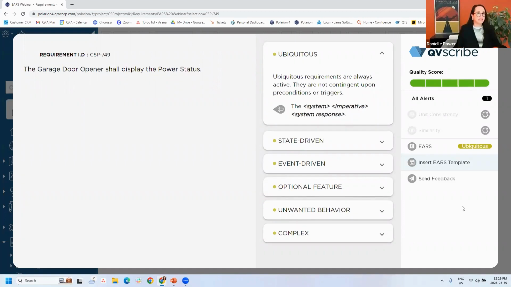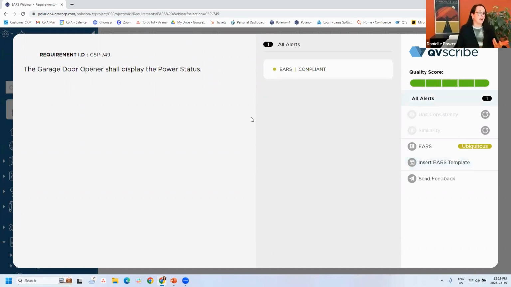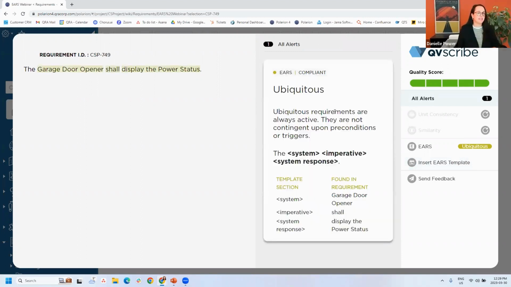So now you can see if I go back to QVscribe, I have a 5 out of 5 requirement, which EARS makes a lot simpler to get. And it is understanding that this is compliant with the ubiquitous template. So it's going to break down everything I just did. So that is our first template.